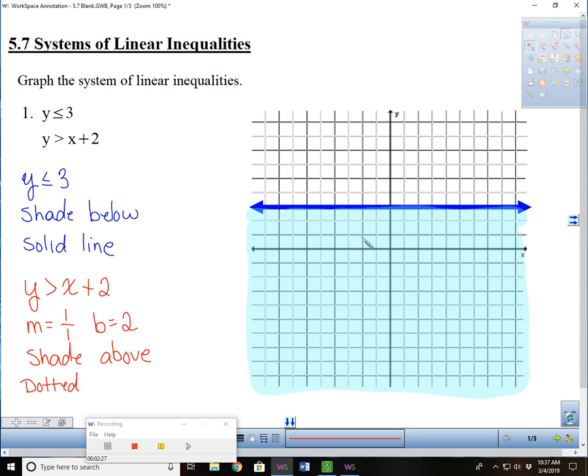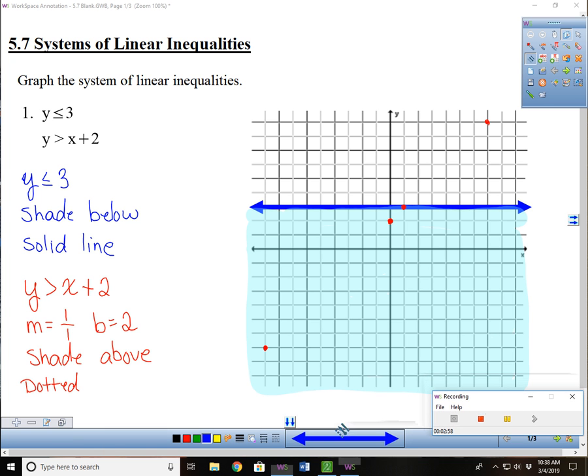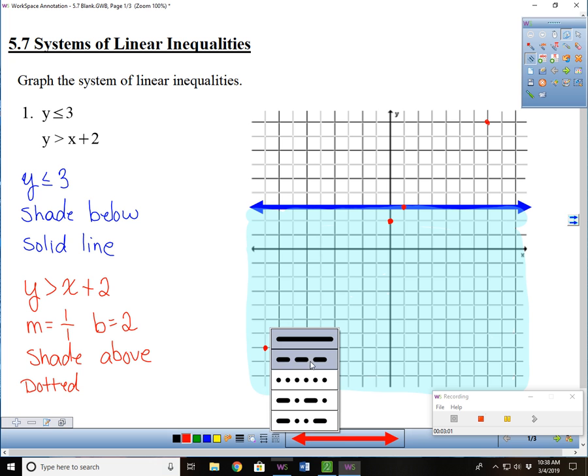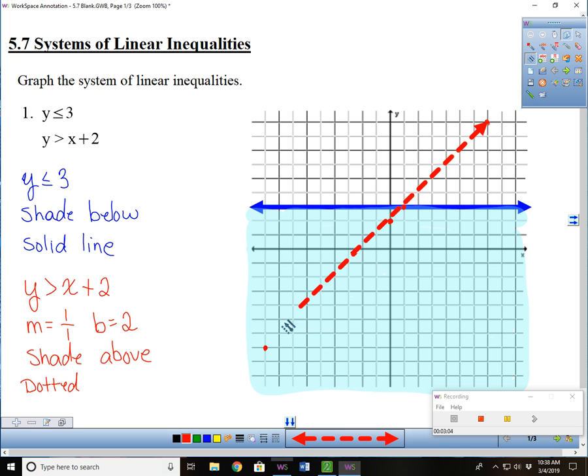So I'm going to start at 2. So 1, 2. And then I'm going to go up 1, to the right 1. And you can do as many of those as you want. I got to have some on the top and the bottom. Then when you draw your line in, we want it to be dotted. And remember, make sure you go all the way across your graph. And then you're going to be shading above.